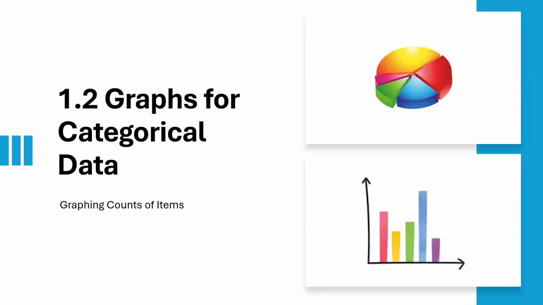Welcome to section 1.2, Graphs for Categorical Data. In this lesson, we'll explore how to take data that falls into categories and display it visually using pie charts and bar charts.